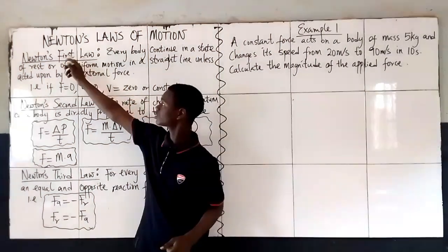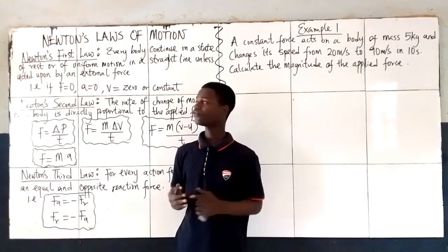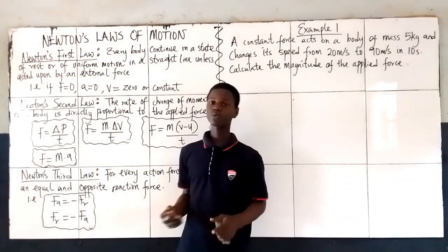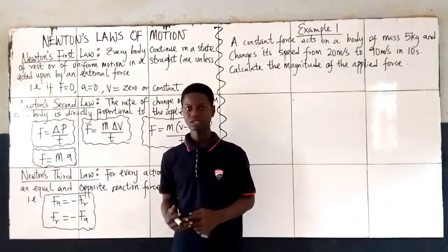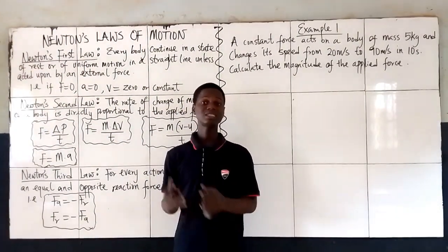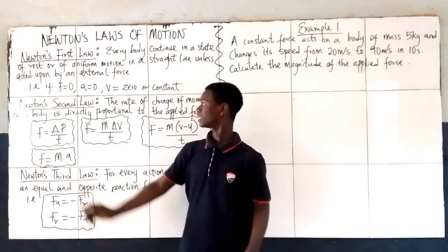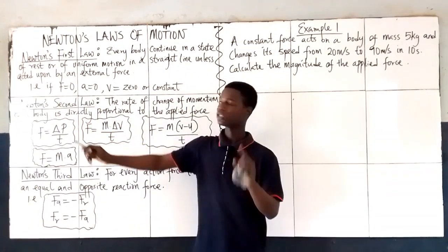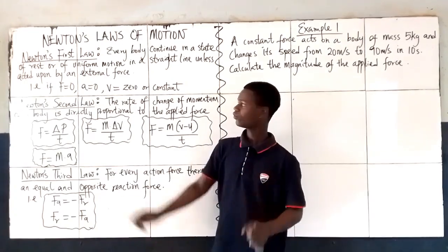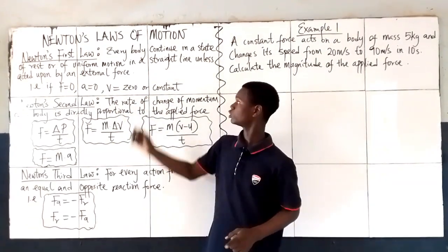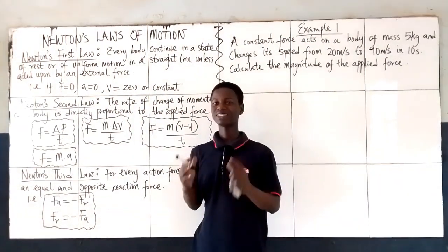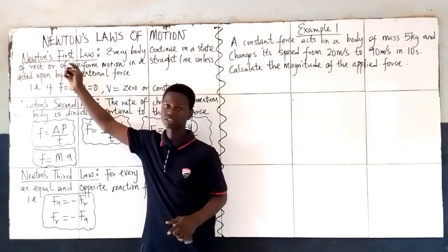Now, from the first law, according to Newton's first law, every body will continue in a state of rest or of uniform motion in a straight line unless acted upon by an external force. That is, if there is no force, there will be no acceleration. Therefore, the velocity will either be zero or it will remain constant. That is from Newton's first law.